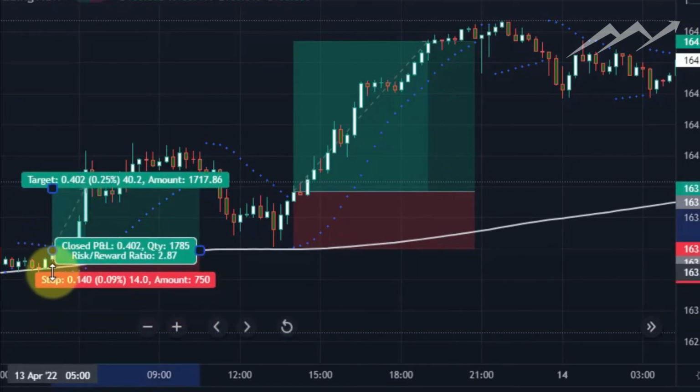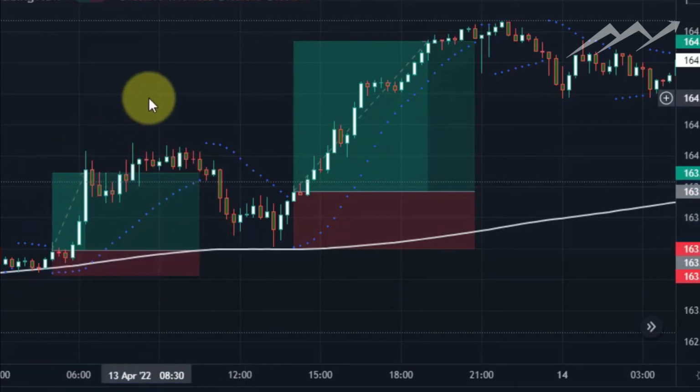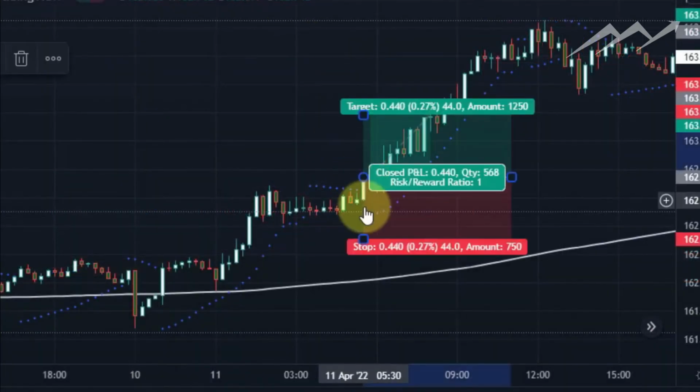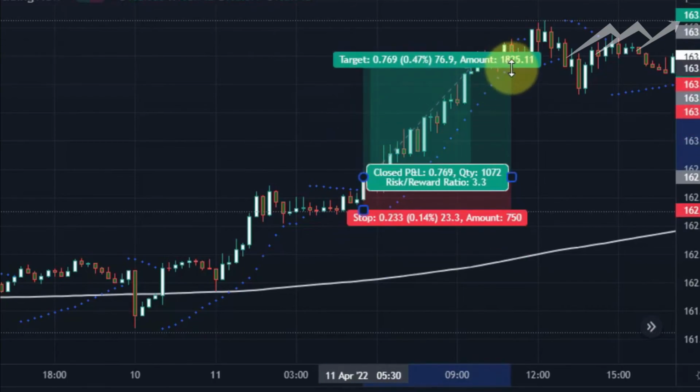Number 4. Do not take every entry signal given by the Parabolic SAR. Try to analyze the price action as well. The 200-period moving average will also help to filter the false signals given by the Parabolic SAR.